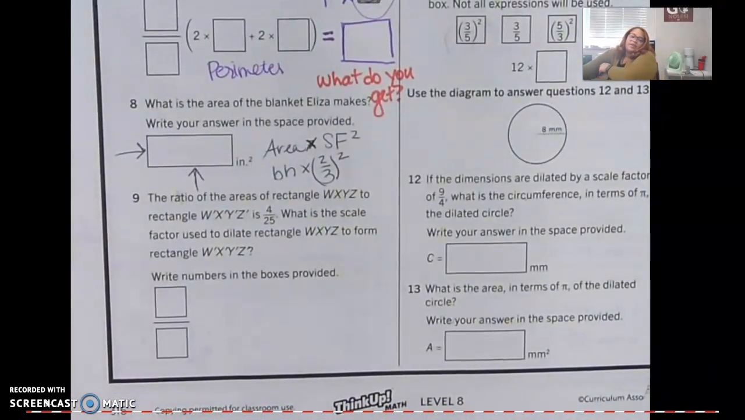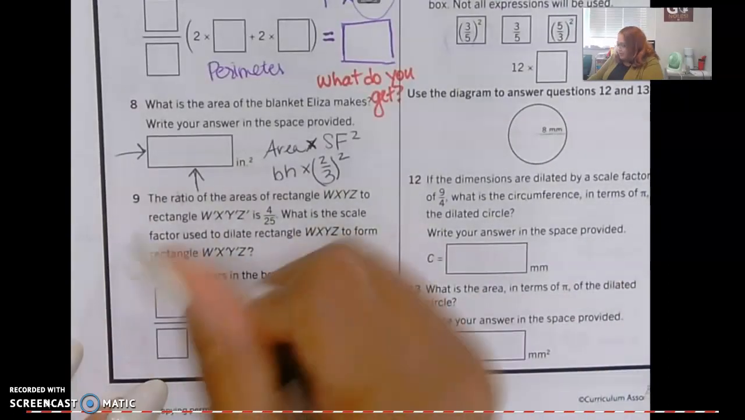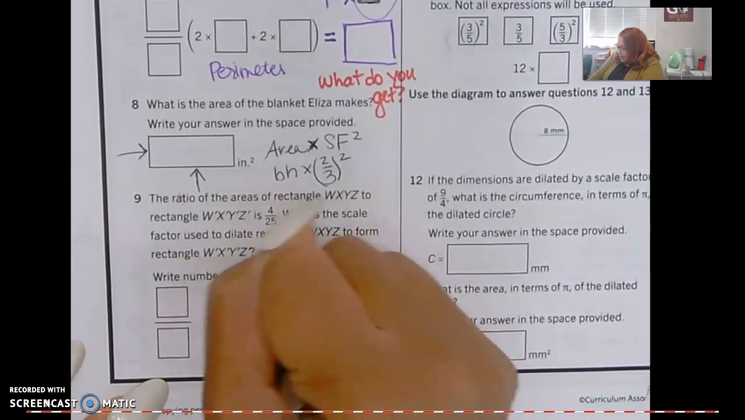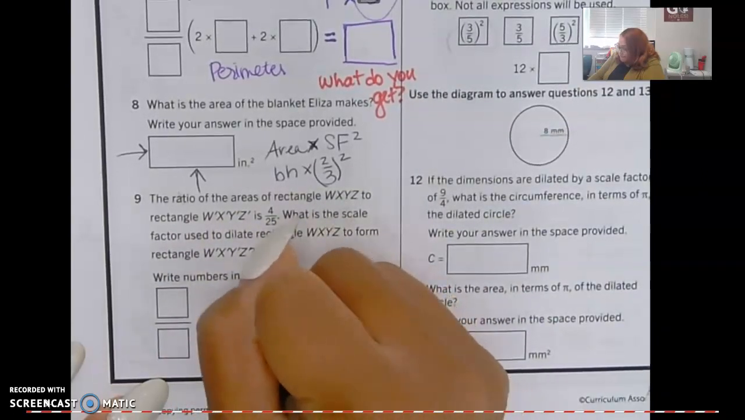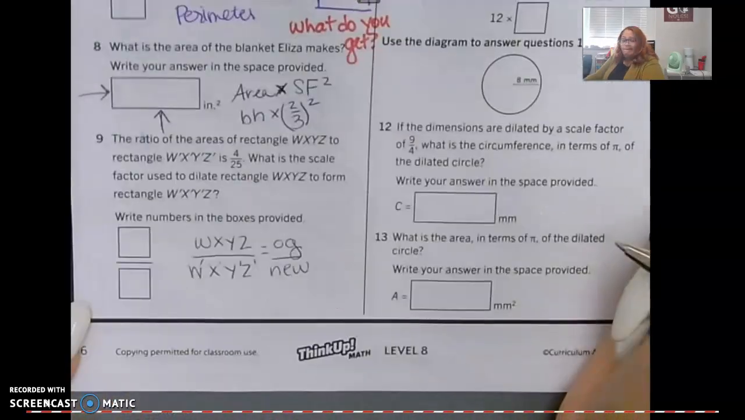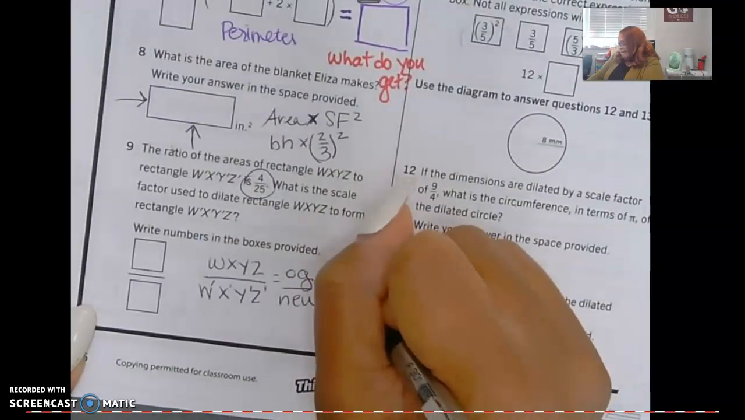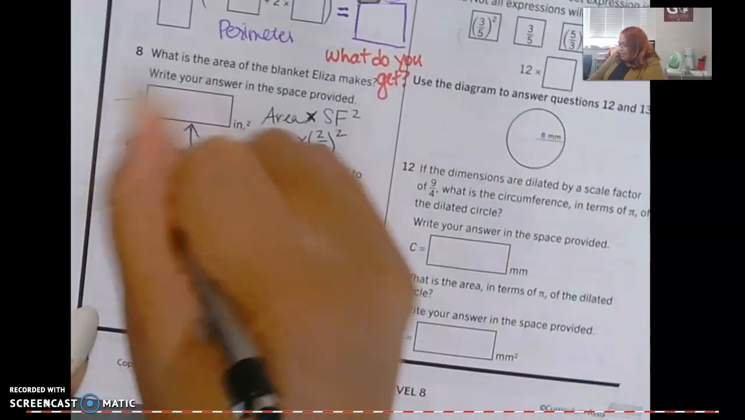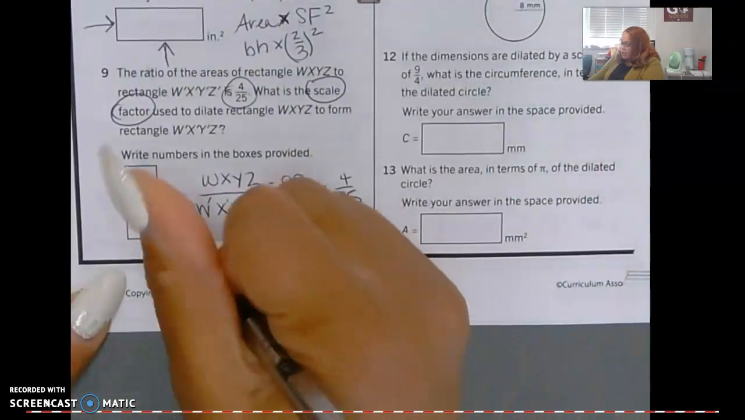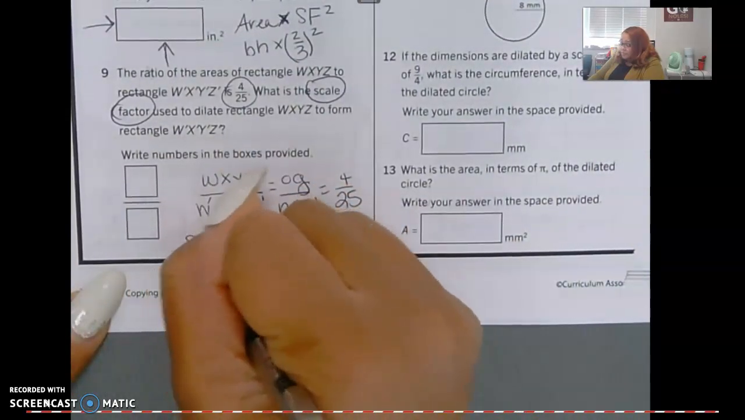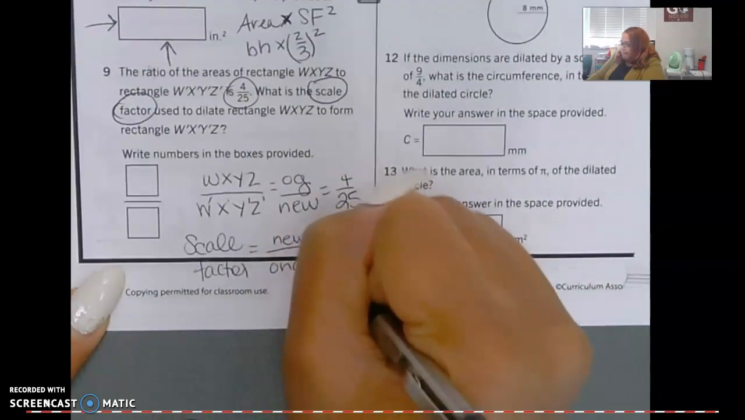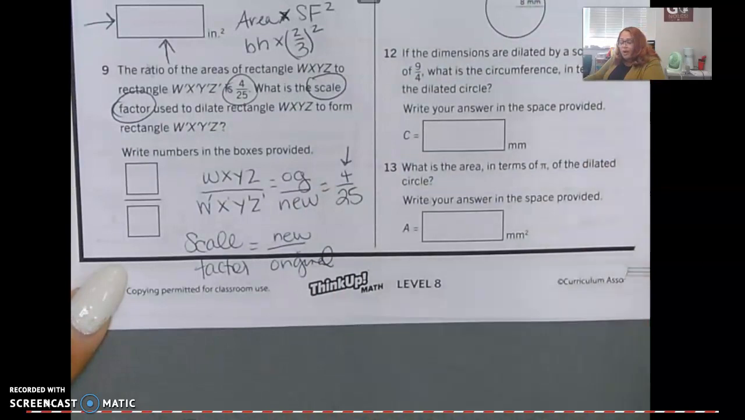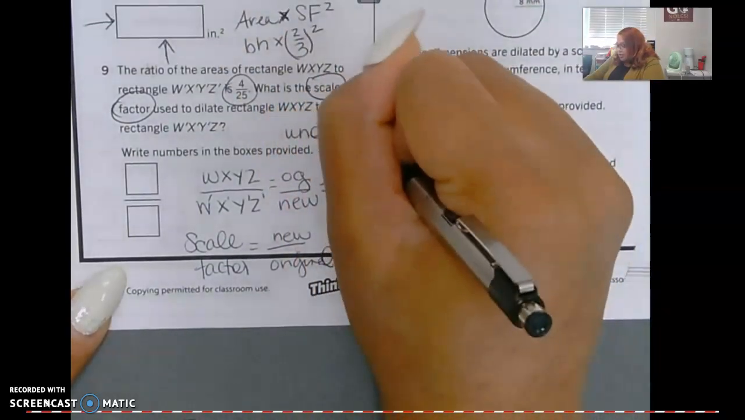And number 9, it says the ratio of the areas of rectangle WXYZ to rectangle W prime X prime Y prime Z prime is 4:25. WXYZ is my original, OG. W prime X prime Y prime Z prime is my new. That's the ratio that they give me. But I need the scale factor. And how do I find scale factor? The opposite. Is new over original. And it's already been squared, so I also have to undo the square.